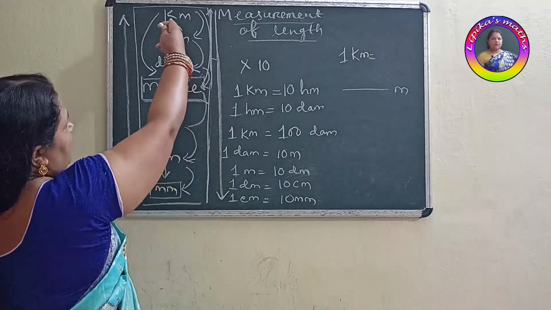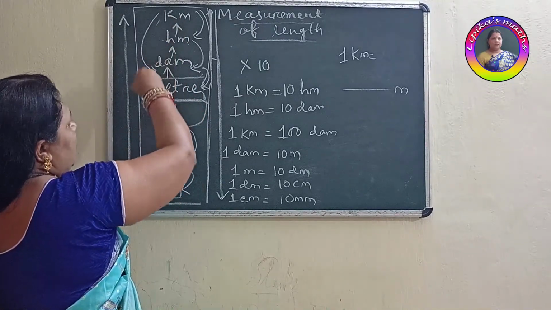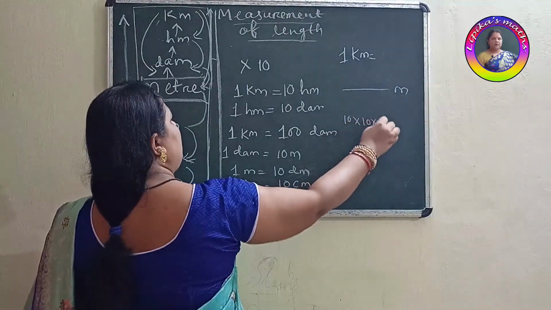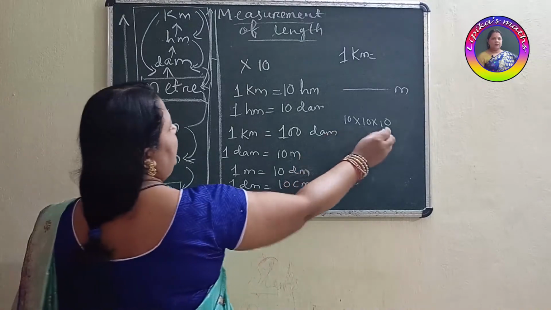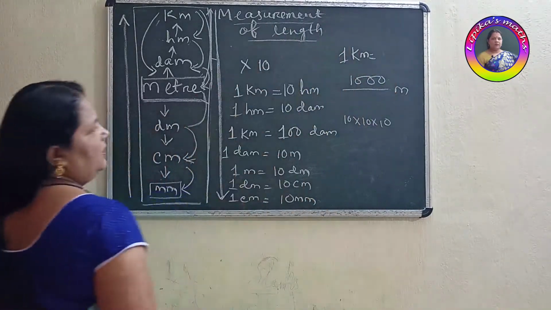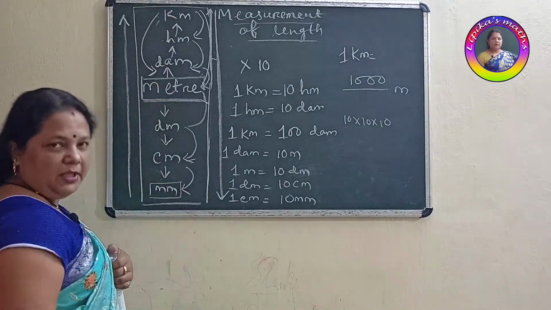So children, you can see how many steps we are crossing? 1, 2 and 3. That means 10 into 10 into 10. 3 steps we are coming down. So multiply 3 times, it's coming 1000. So 1 kilometer equal to 1000 meter.